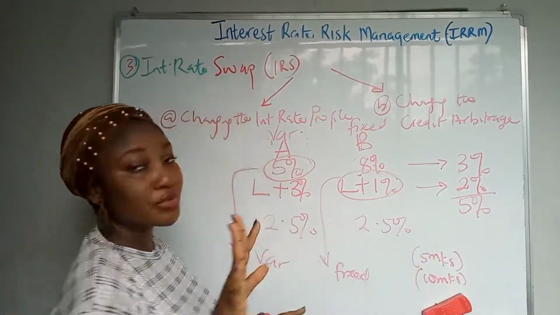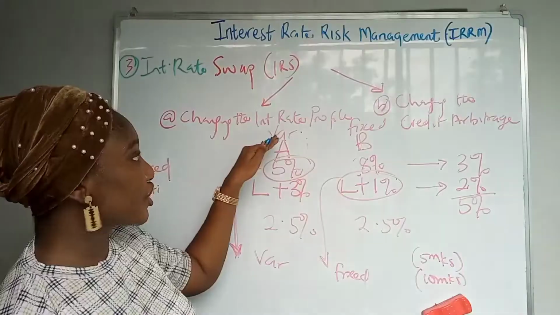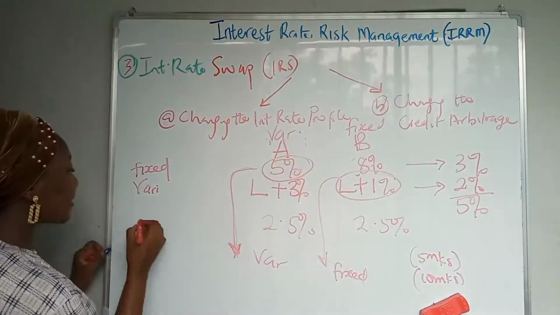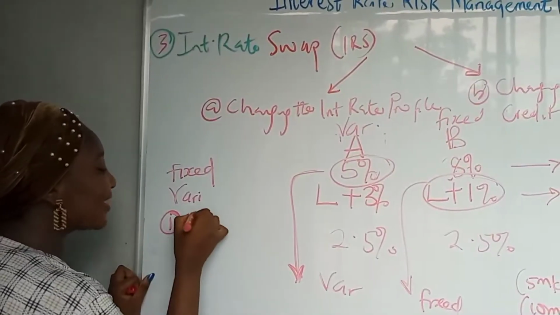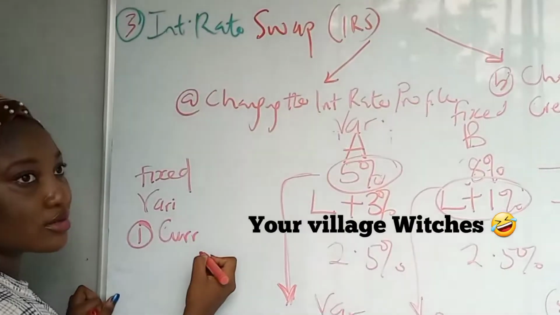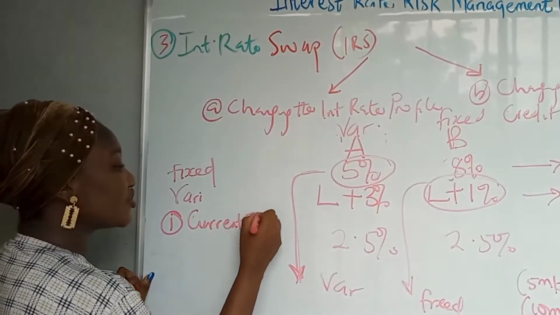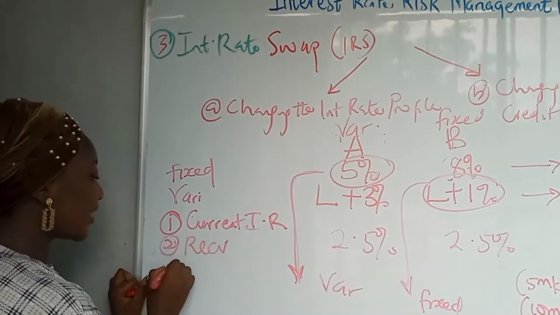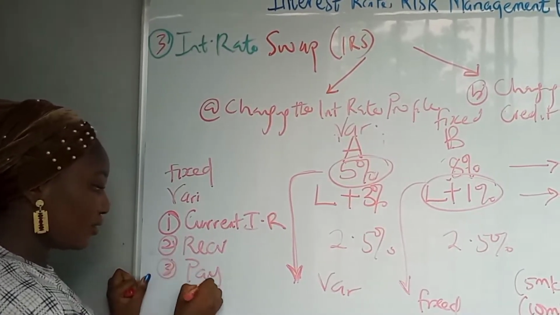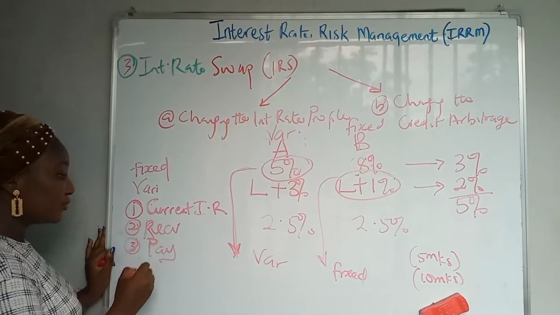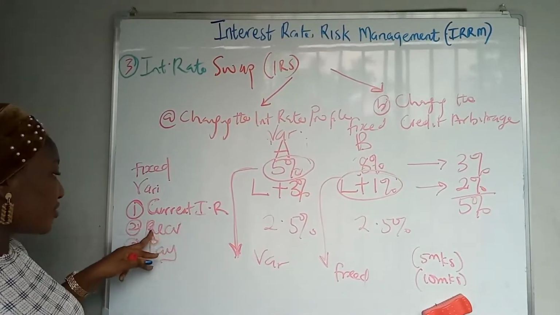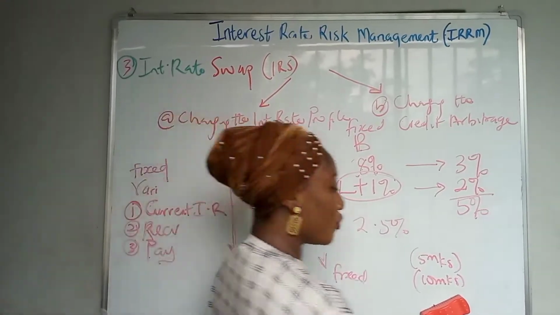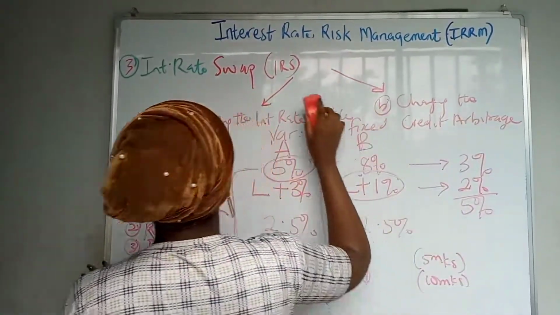So let me give you 3 steps, okay? There are 3 steps to changing the credit interest rate profile. The first step is to what? Identify the current interest rate. The second step is to receive, and then the next step is to pay. CRP: the current interest rate, what you are receiving and what you are paying, right? So that is how to go about it. Now let's solve one question that can demonstrate it very well.